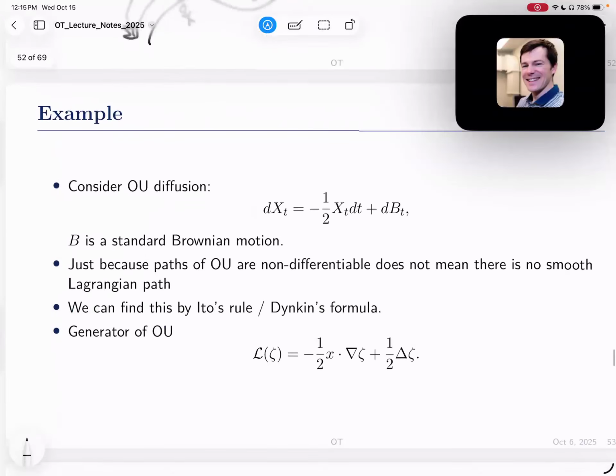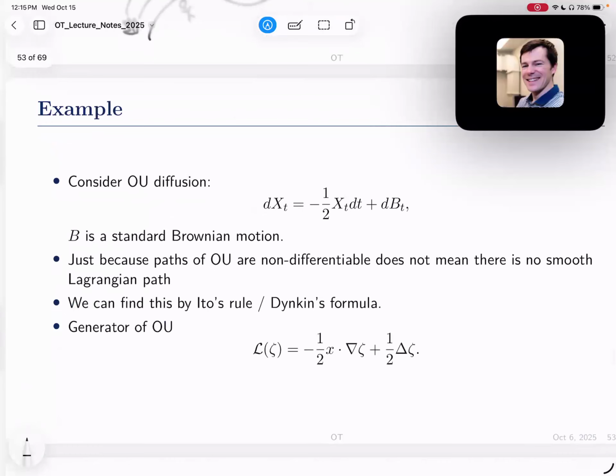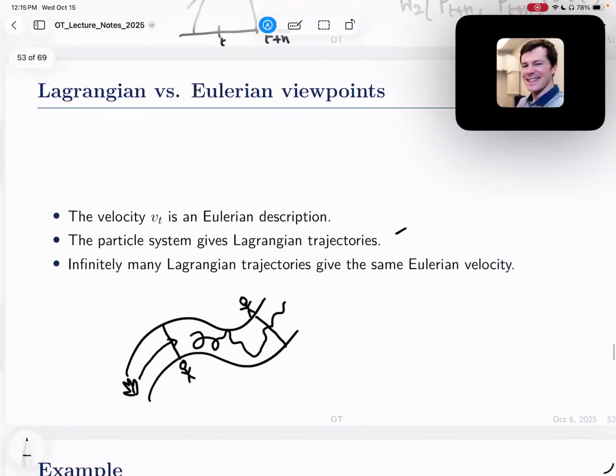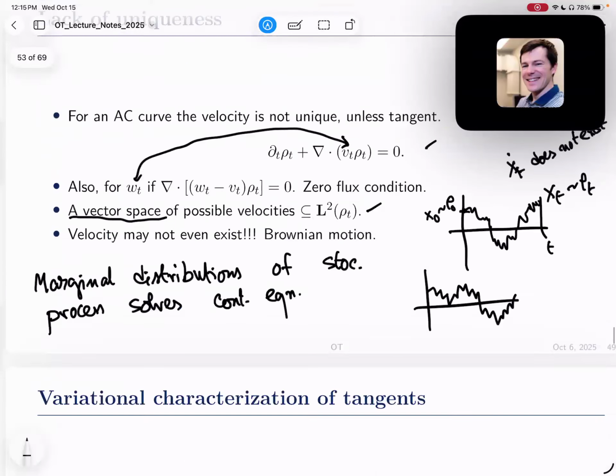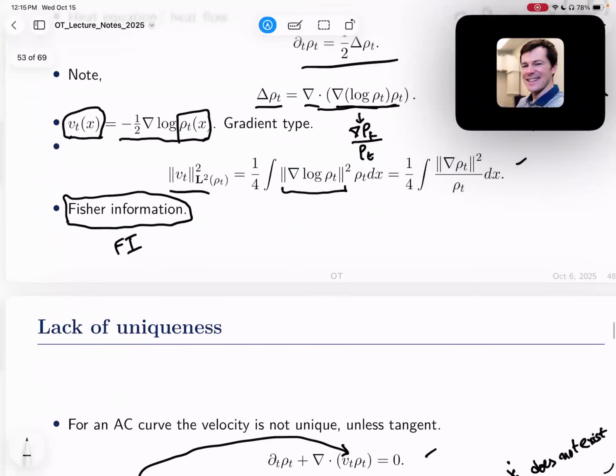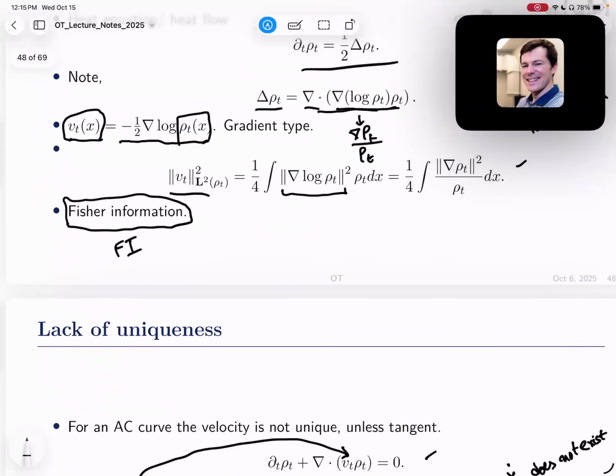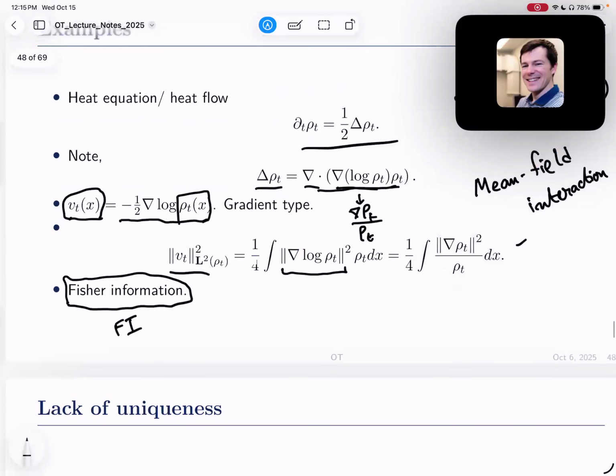It wasn't clear here what is the joint and what is the marginal. The continuity equation has no joint. The continuity equation simply has absolutely no joint distribution.